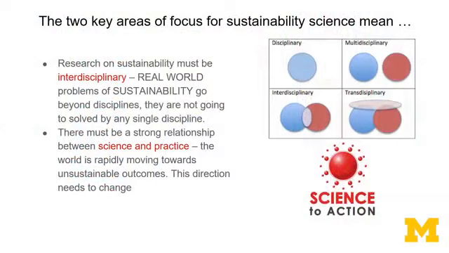The two key areas of sustainability science thus suggest that any research on sustainability needs to be interdisciplinary. Real-world problems of sustainability go beyond disciplines, and therefore it stands to reason that they cannot be addressed by focusing on and bringing insights from only a single discipline. Sustainability knowledge must be interdisciplinary. And second, there must be a strong relationship between science and practice.